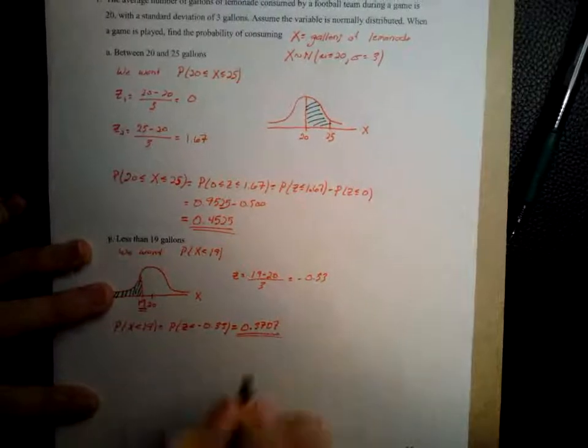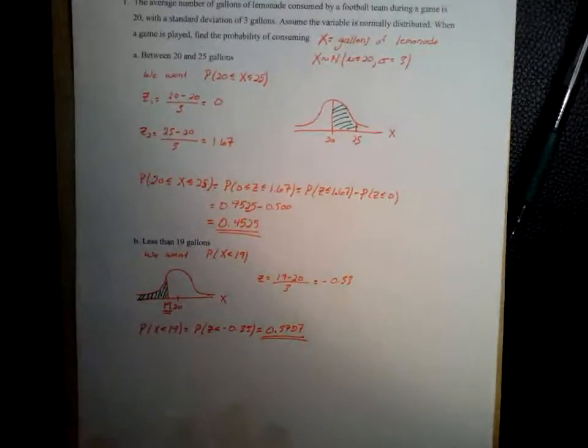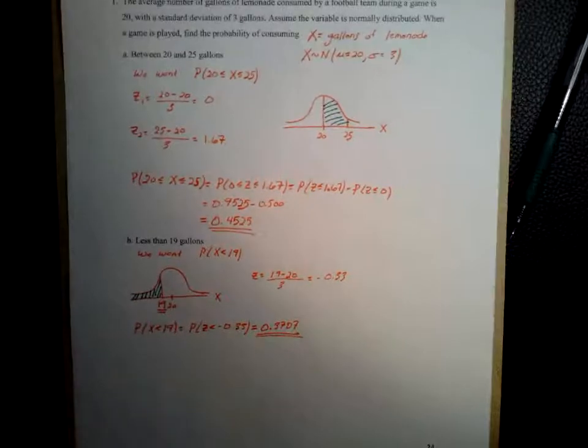0.3707, and that is the final answer we're looking for. Then that is how you do the first problem on the Chapter 6 review. Now let's look at the second one.